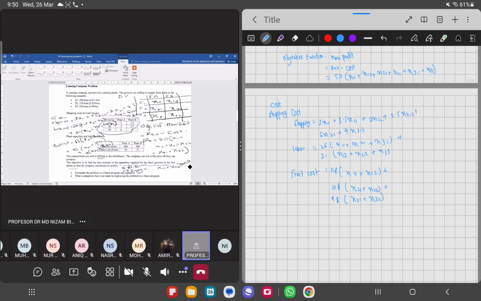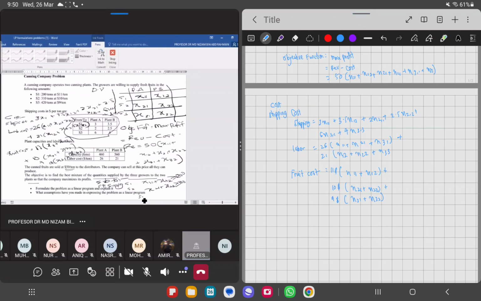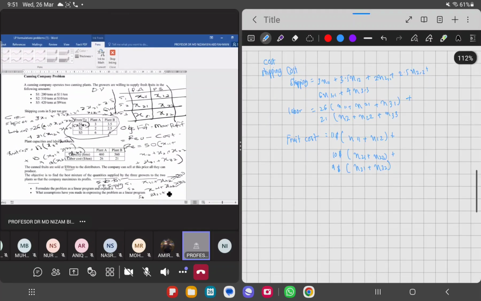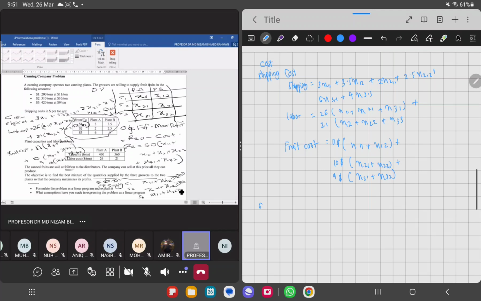If in the exam, it will state clearly whether it is at least or not more than. For this particular case, you can assume this is at least 200 tons or more. And then for S2, we have X21 plus X22 greater than or equal to 310. And then for S3, X31 plus X32 greater than or equal to 420. Right?